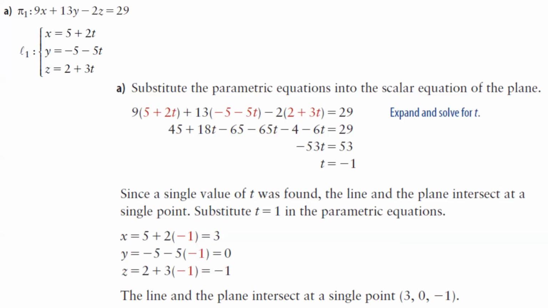Since a single value of t could be found, the line and the plane must intersect at a single point. Then substitute t equals -1 in the parametric equation, which gives us x equals 3, y equals 0, and z equals -1. Therefore, we know the line and the plane intersect at a single point whose coordinates are 3, 0, and -1. Any questions?